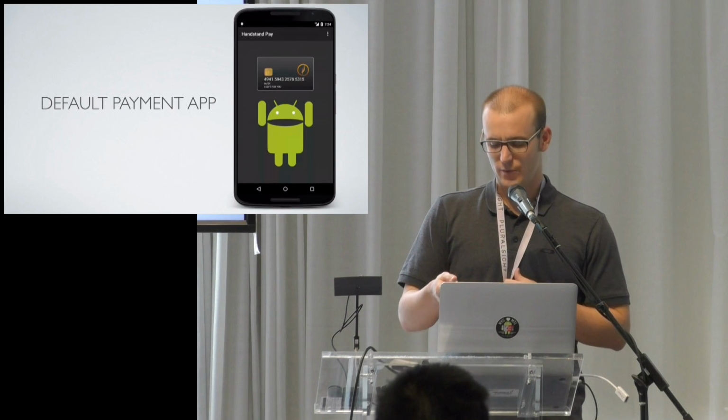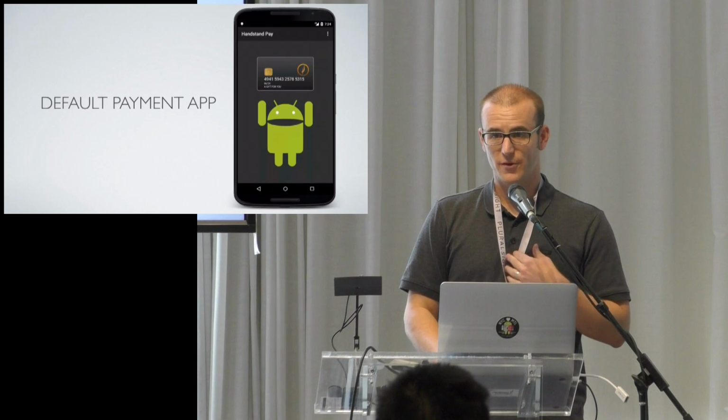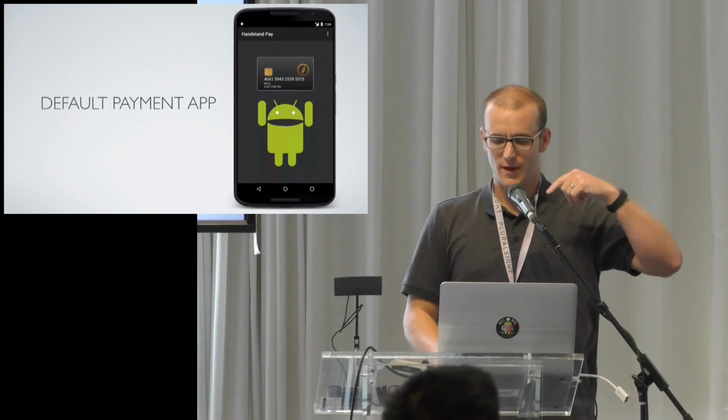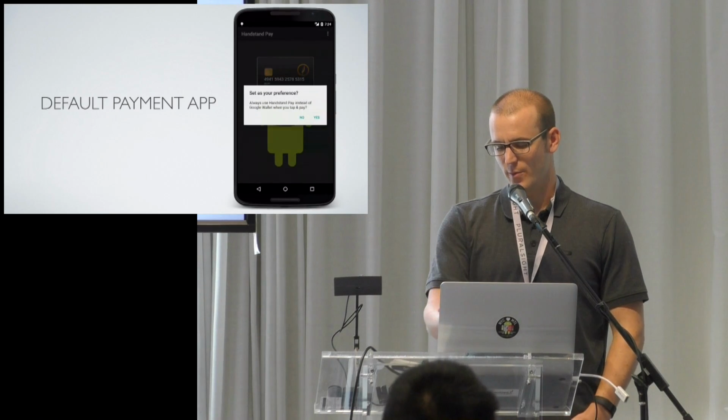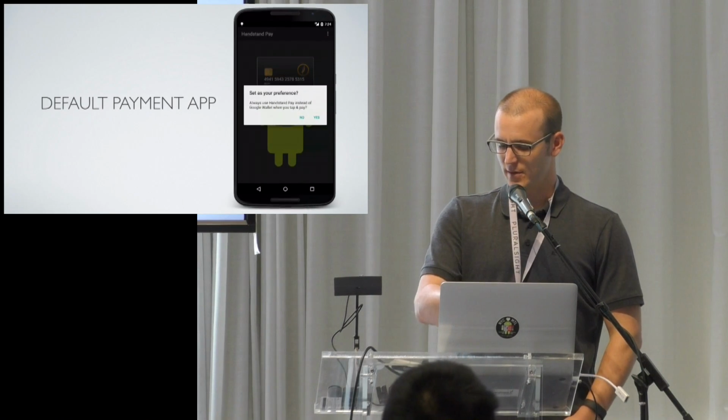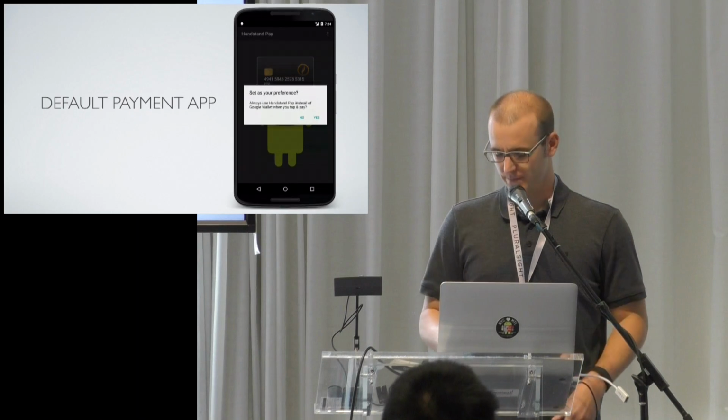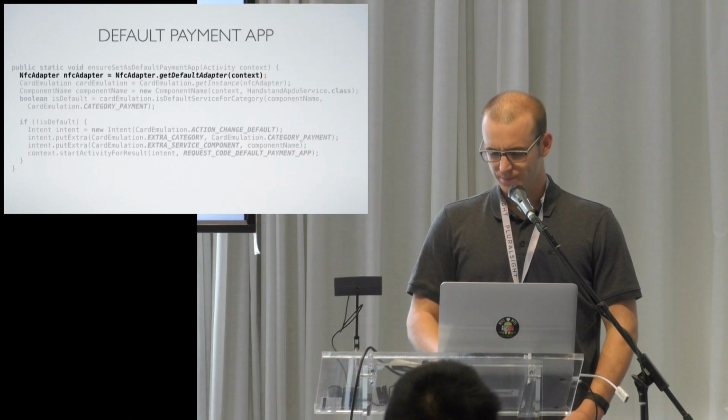So in this case, you can request to the system that you want to be the default app. Instead of taking them to the settings menu, you're going to ask here. So in this case, I programmatically ask for it, and then you come up with this preference. And just like I said earlier, HANDSTAND Pay is that description in the XML file.